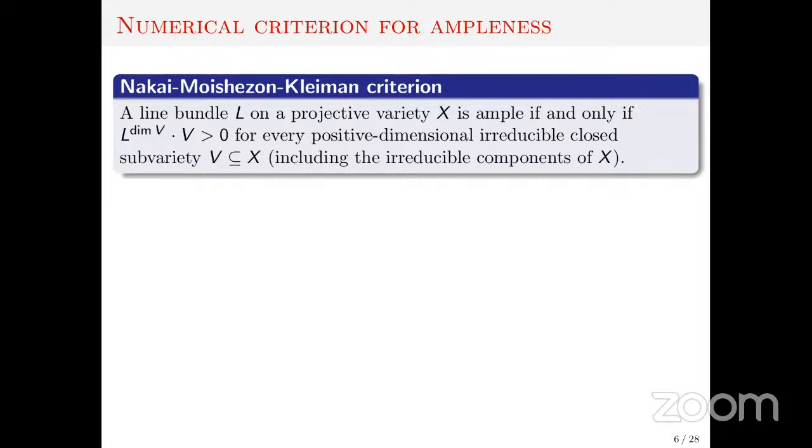So it basically says that a line bundle L on a projective variety X is ample if this intersection product, L to the power dimension of V, intersected with V, is positive for every positive dimensional irreducible closed subvariety V. And this should also include the irreducible components of X. So in particular, if you replace this V by any curve in X, it shows that L dot C is positive. So this criterion is basically saying that any ample line bundle is actually nef.